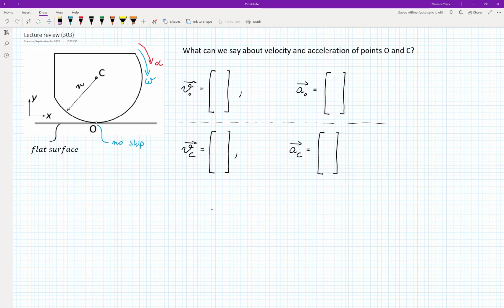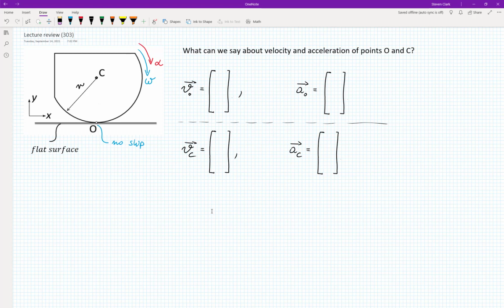That body could equally look in the following way. That radius could be, I don't know, here, for example, and the rest of the body could have an arbitrary shape. Something like that. Okay? The most important thing here is that we know the radius of curvature at contact point O. And there is no slip at that point.